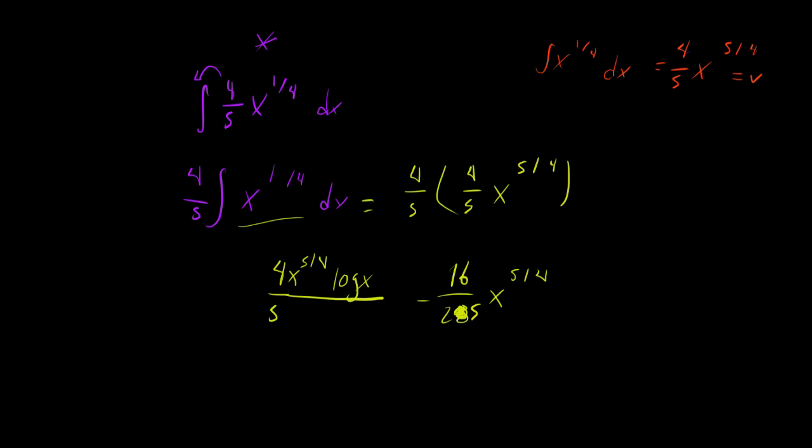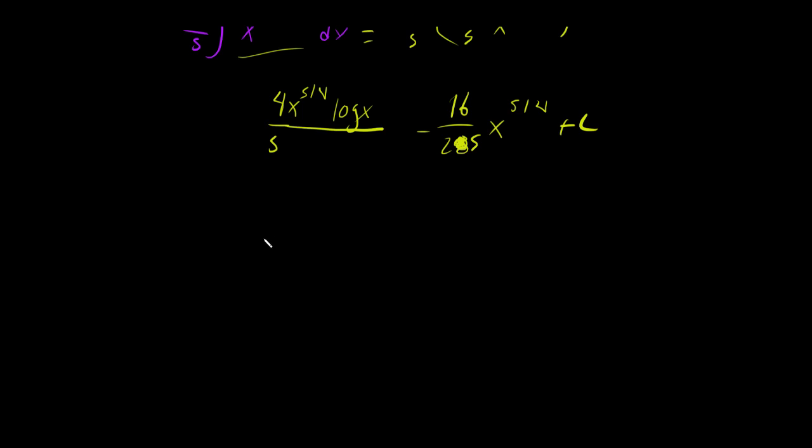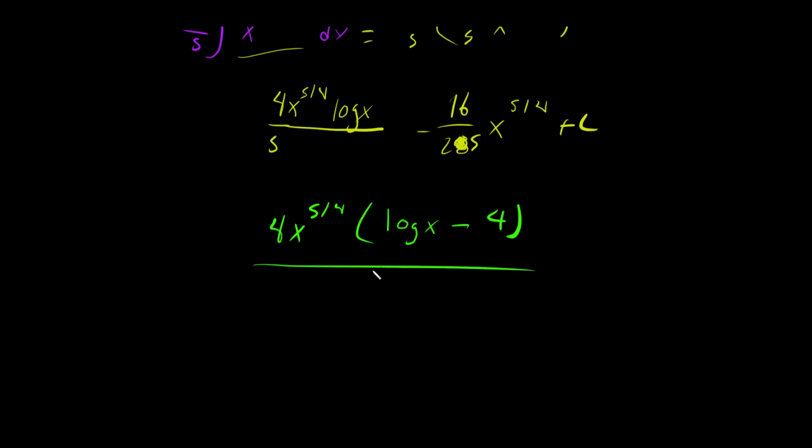So from here, it may look like there's just no way to simplify. Plus C, by the way. It may look like there's absolutely no way to simplify this. And if you wrote this on a test, this would be right. But you can simplify it even more if you take a 4x to the 5/4 out of it, so you get log x minus 4, kind of looks like an 8, minus 4, and then do all this over 5 plus C. This is the most simplified.